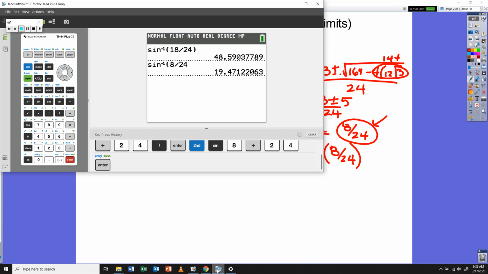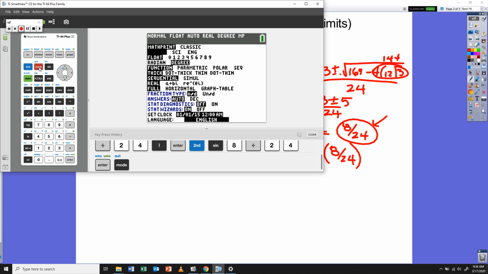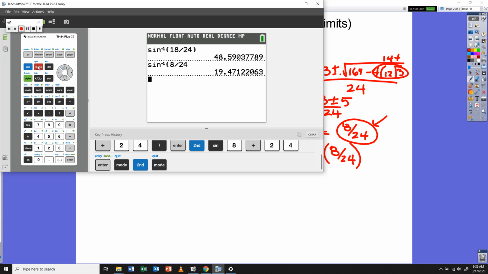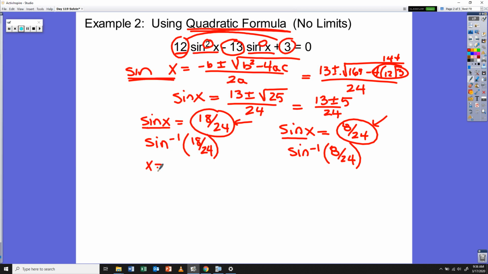Now, I've already done this. 18 over 24, when you take the inverse sine of it, is 48.59, rounding off to 2 decimal places. And taking the inverse sine of 8 over 24, you get 19.47. Notice when I show you the mode of this, I had my calculator in degree mode. Right here, you can see that. So these answers are in degrees, therefore they're going to need degree symbols when I write them down. So one of the answers for x was 48.59 degrees, and the other one was 19.47.